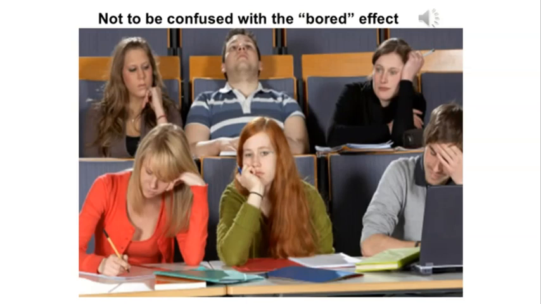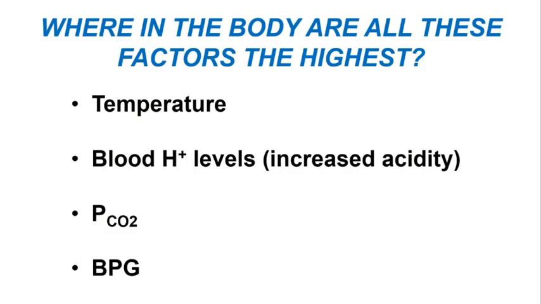I know physiology is not exactly everyone's favorite subject, but here we've highlighted some very important aspects of the oxygen hemoglobin saturation curve. So where do we see all of these factors, like temperature, blood pH, or I should say increased acidity in the tissues, the partial pressure of carbon dioxide, and the concentration of BPG, where are these all the highest in the body? It turns out that these are all the highest in the systemic arteries that are serving tissues, particularly tissues like skeletal muscles that are highly active when we are exercising.